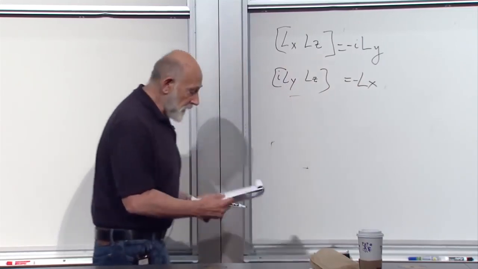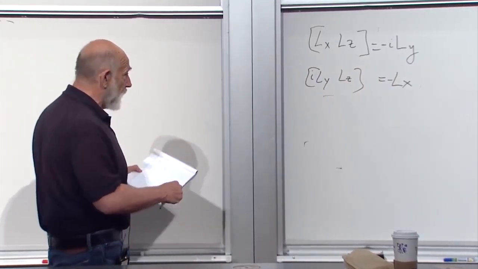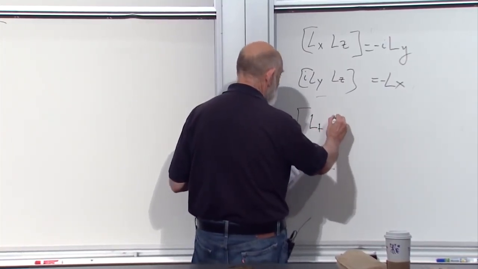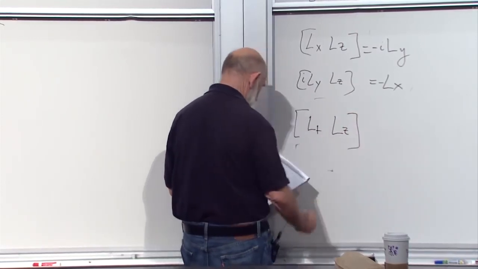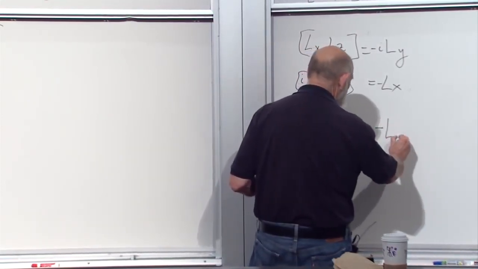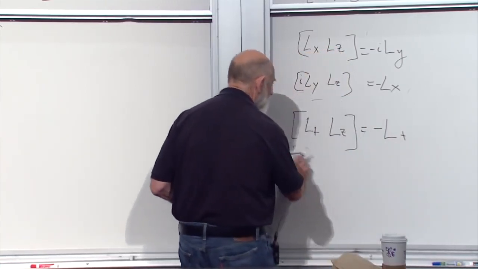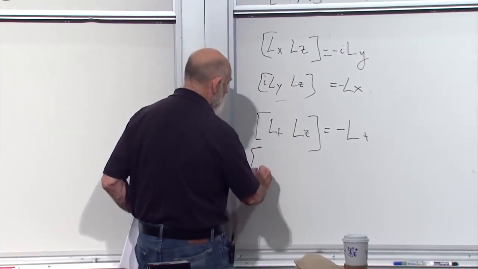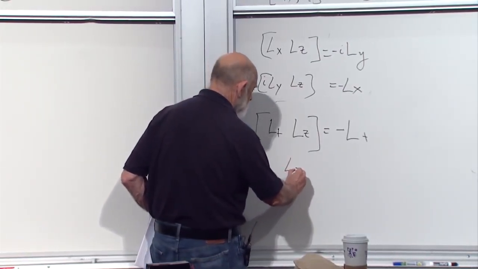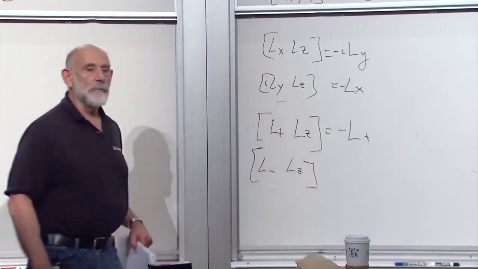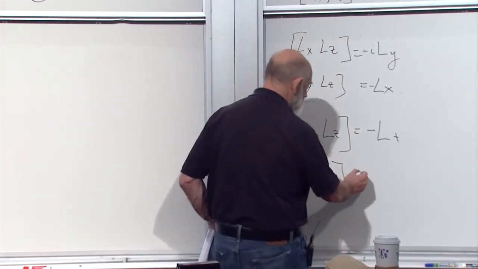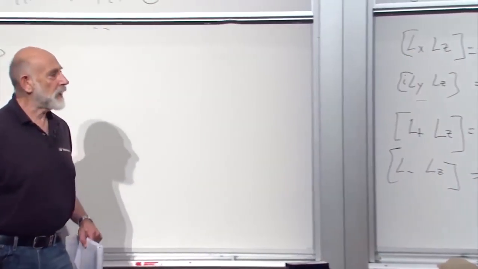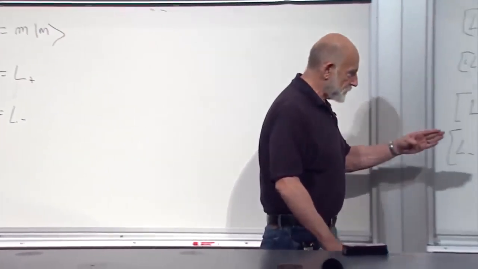We do the summation on this side also, and here's what we get. I'll just write it out. We don't need to belabor it. The commutator of L plus with Lz is minus L plus. And the commutator of L minus with Lz is L minus. Not minus L minus, but plus L minus. Those are the two basic commutation relations that follow from these.